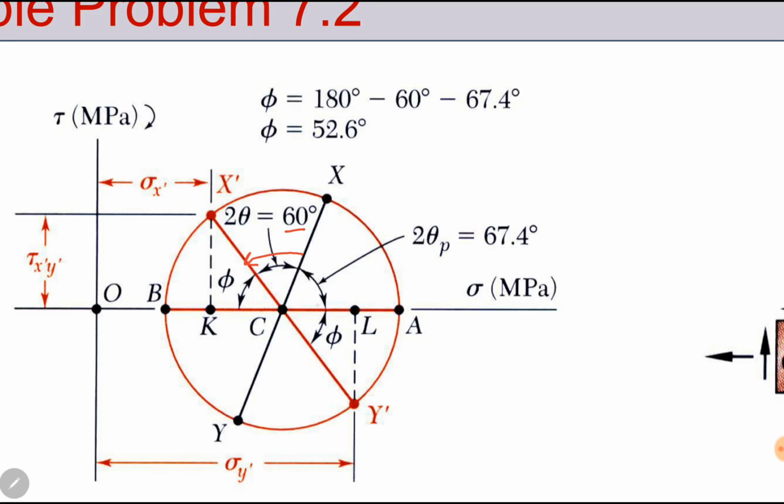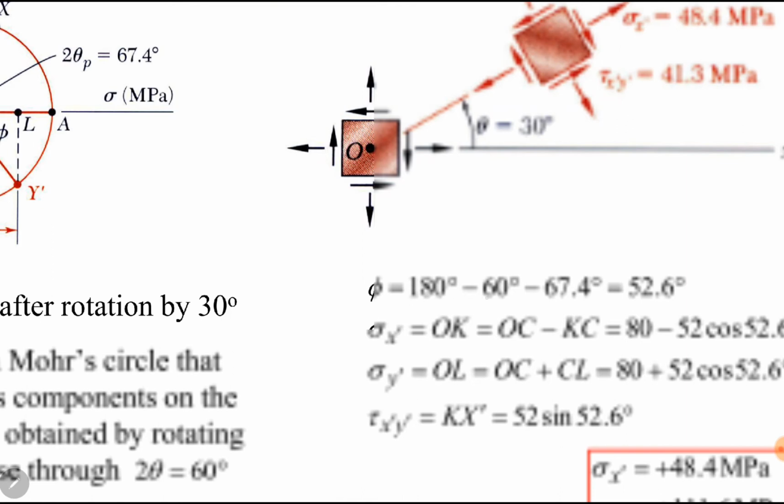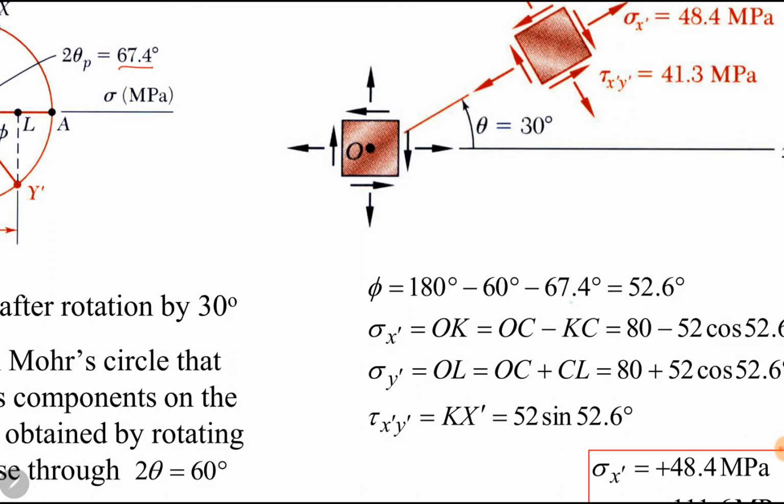This angle is already known, which is theta p, already calculated in previous slides. 2 theta p is 67.4 degrees. This angle is 60 degrees, so this remaining angle phi must be equal to 180 minus 2 theta p minus 60. So phi is 180 minus 60 minus 67.4, which becomes 52.6 degrees.